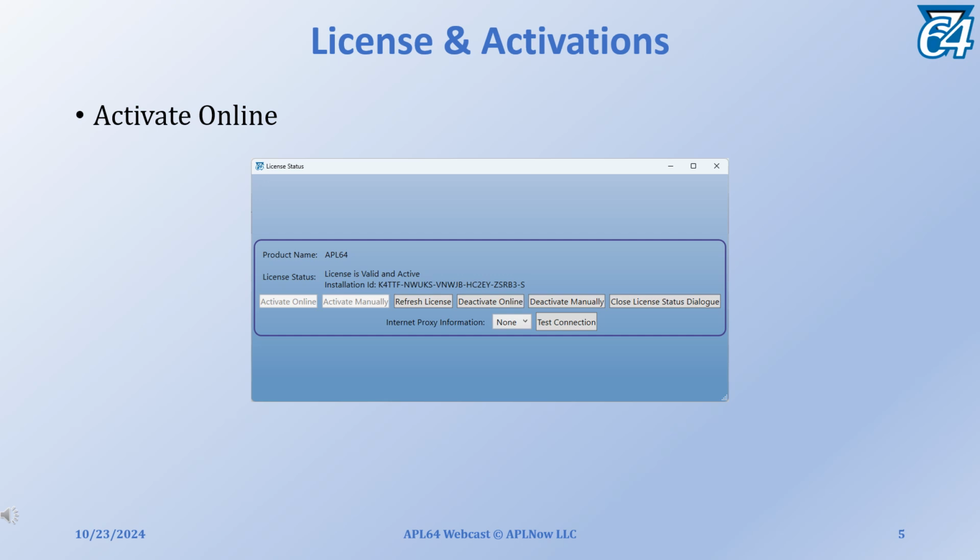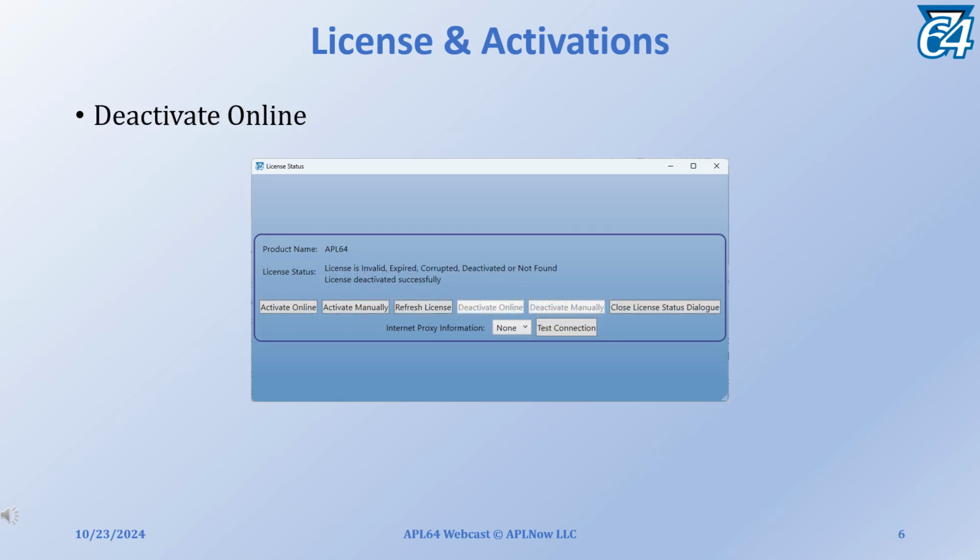Here is where you can also deactivate the APL64 license. This is useful when transferring the APL64 license to a different machine. Just remember to perform this step prior to uninstalling the APL64 software on the machine. This was the result of clicking the Deactivate Online option.